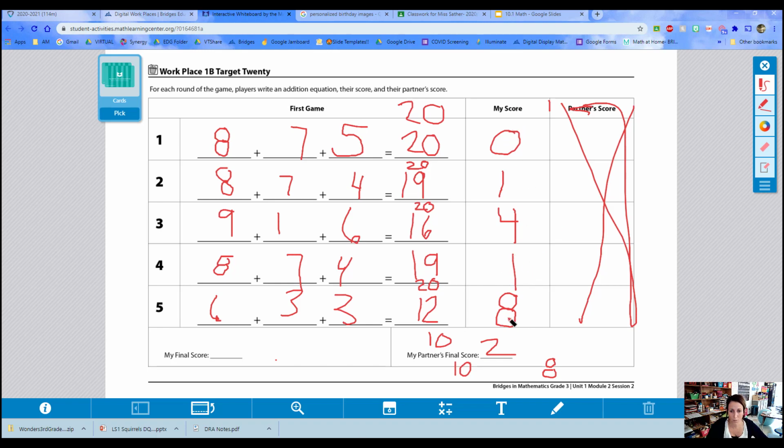I have 0, 1, 4, 1, 8. So I'm going to do 8 plus 1 plus 1 equals 10, plus 4 equals 14, plus 0 equals just 14. So my final score was 14. But you're not quite done yet.